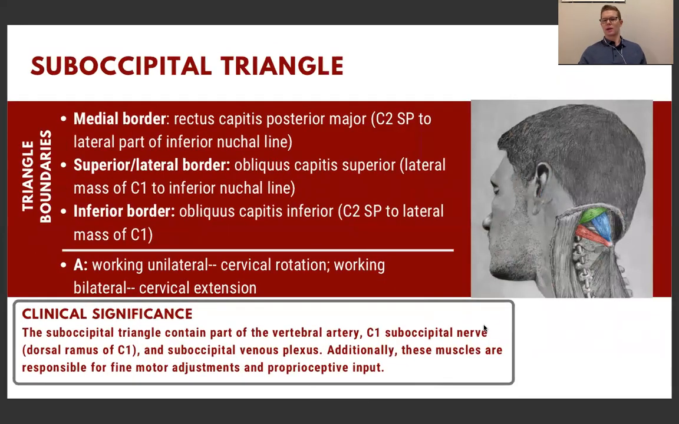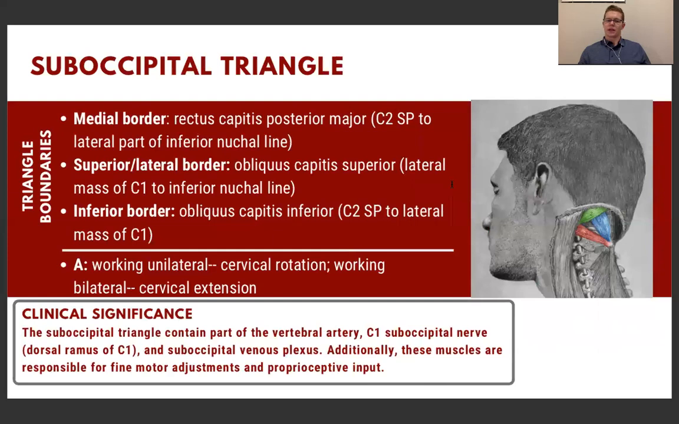And then finally, the suboccipital triangle. I'm going to talk about this more generally. These are the muscles that are at the base of your skull. The medial border, so if you think about the spinous processes, right along the medial border, you're going to have the rectus capitis posterior major, the superior and lateral border. So if you think about the green muscle here on the picture, obliquus capitis superior, and then the inferior border is going to be the obliquus capitis inferior. That's the muscle shown in red.